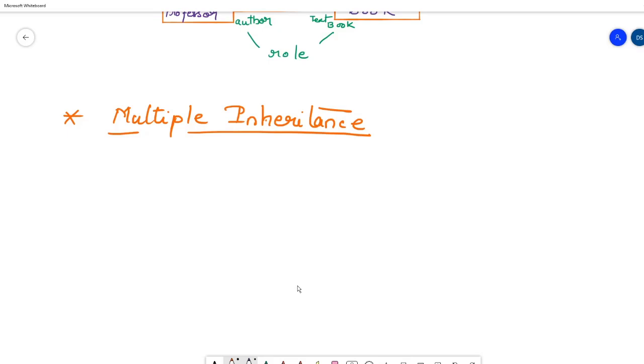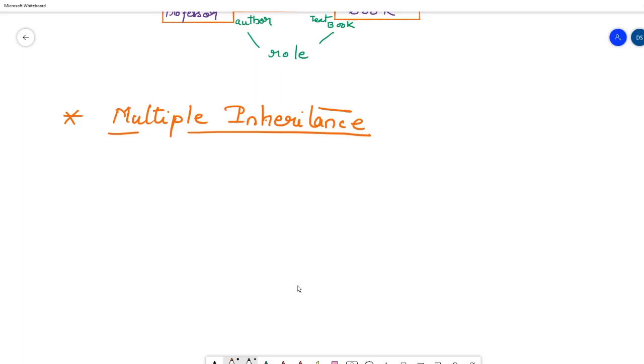So in multiple inheritance, what happens? A class can have more than one parent. It may be inheriting features from all the parents, meaning all the super classes, so it can have one or more than one super classes. And the class which is being derived can be a mixture of two or more classes, where it may be sharing properties and functions.